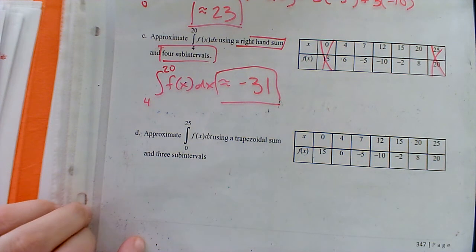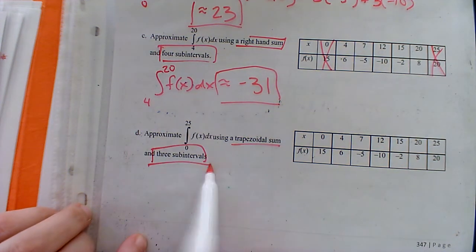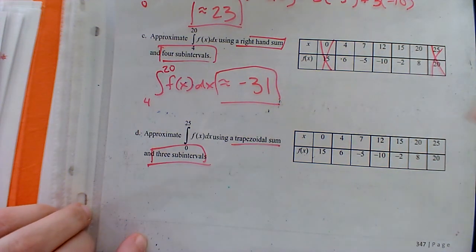Approximate the integral, aka area under the curve, 0 to 25. So we're going to use the whole table, or at least we should. We might not use every value in the table, but we're not going to cross out or ignore any values at least. This time we want a trapezoidal sum with 3 subintervals. So let's go ahead and section off this table. How can you go from 0 to 25 and section it off into 3 pieces?